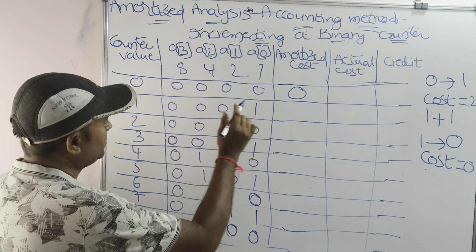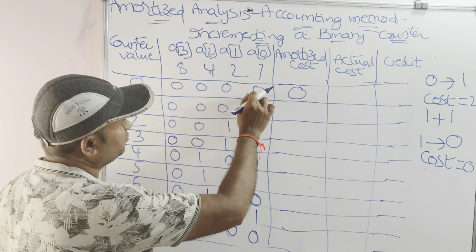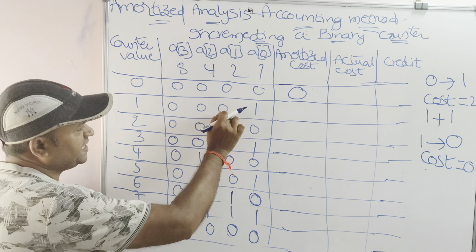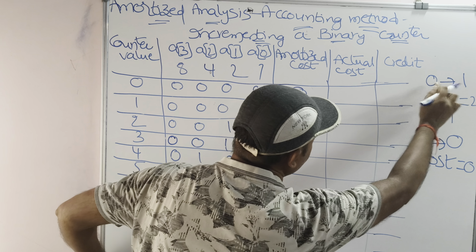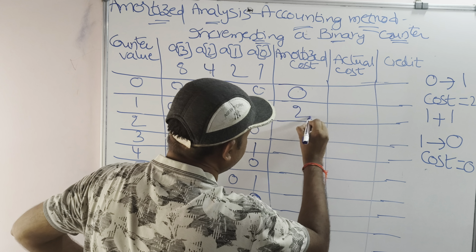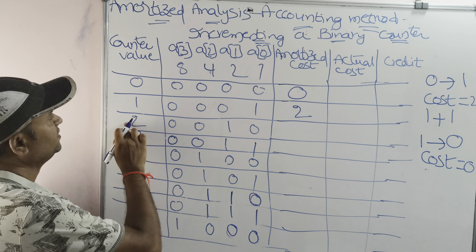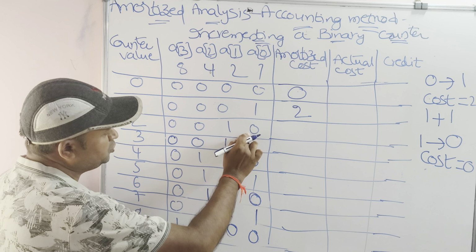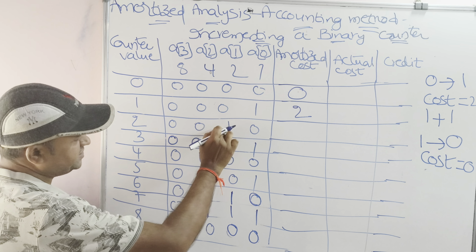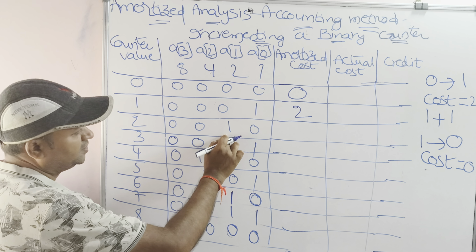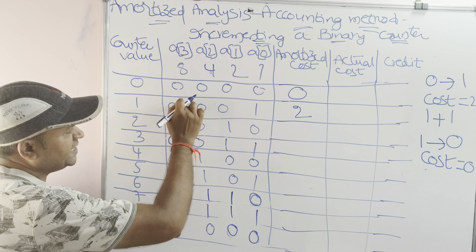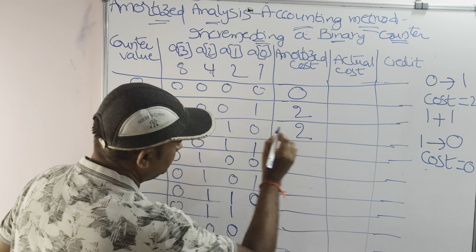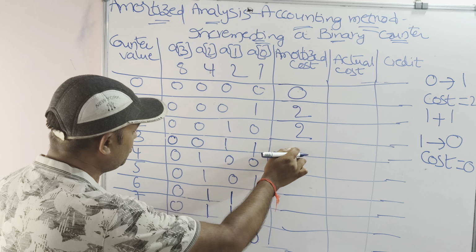Okay. So if you observe here, A of 0, the bit changes from 0 to 1, whereas the remaining 3 bits are same only. So if the bit changes from 0 to 1, then the cost is 2. Amortized cost is 2. Next, counter value 2. So let us check from 1 to 2. So 1 to 0, the cost is 0. So let's check the next one. 0 to 1, the cost is 2. Remaining 2 bits are same. So 0 to 1, what is the cost? 2.